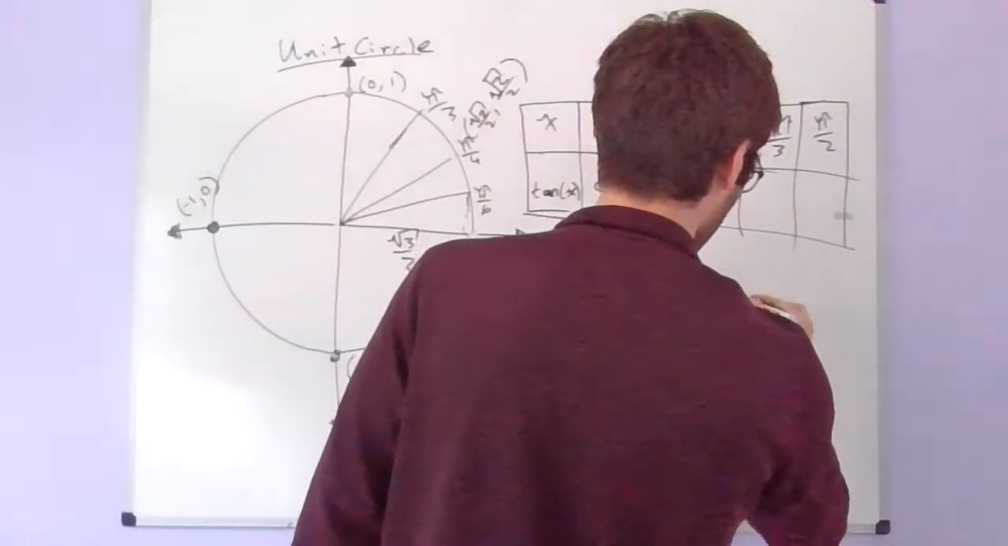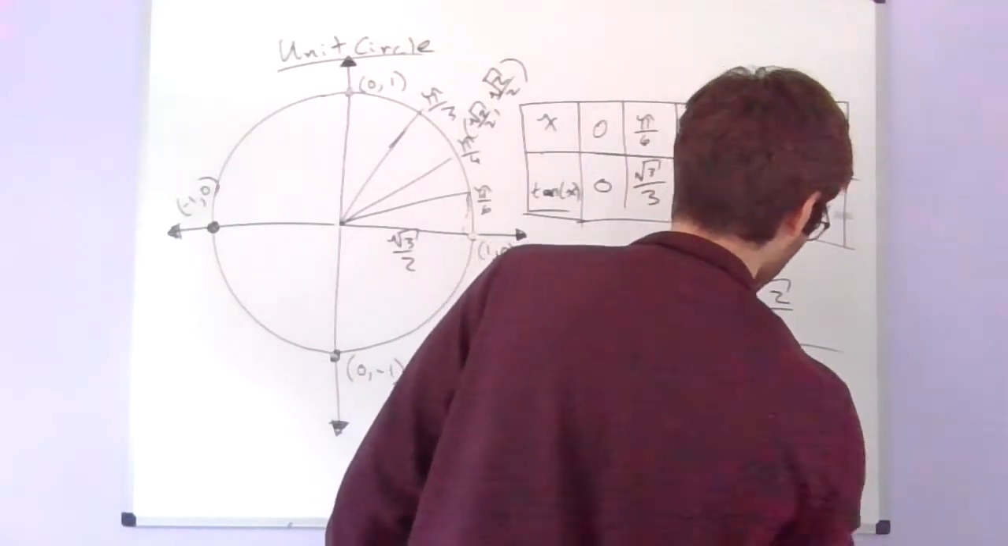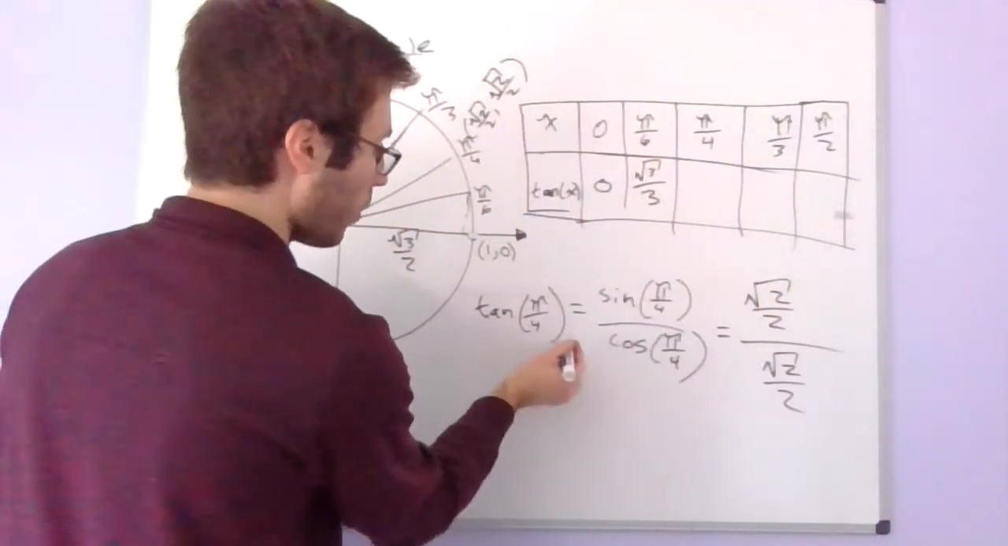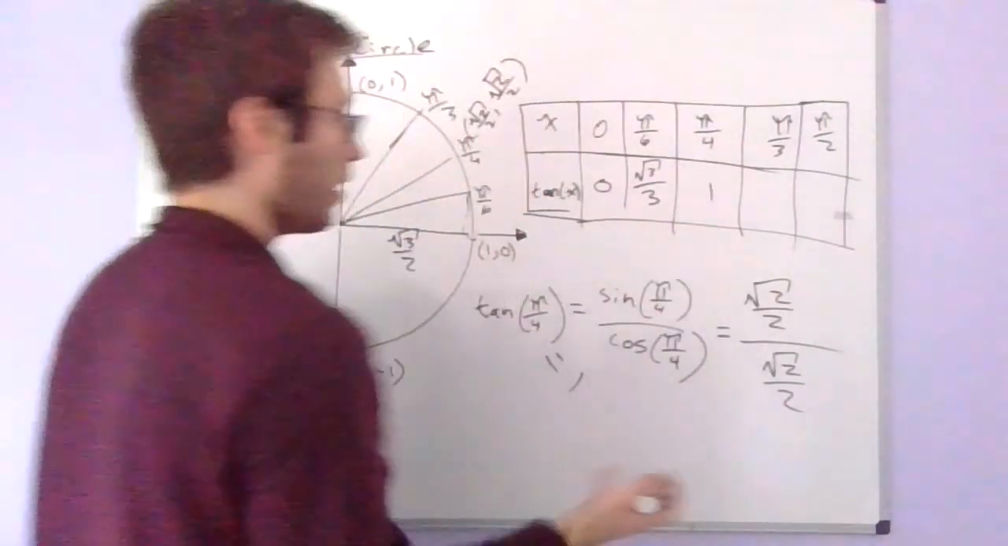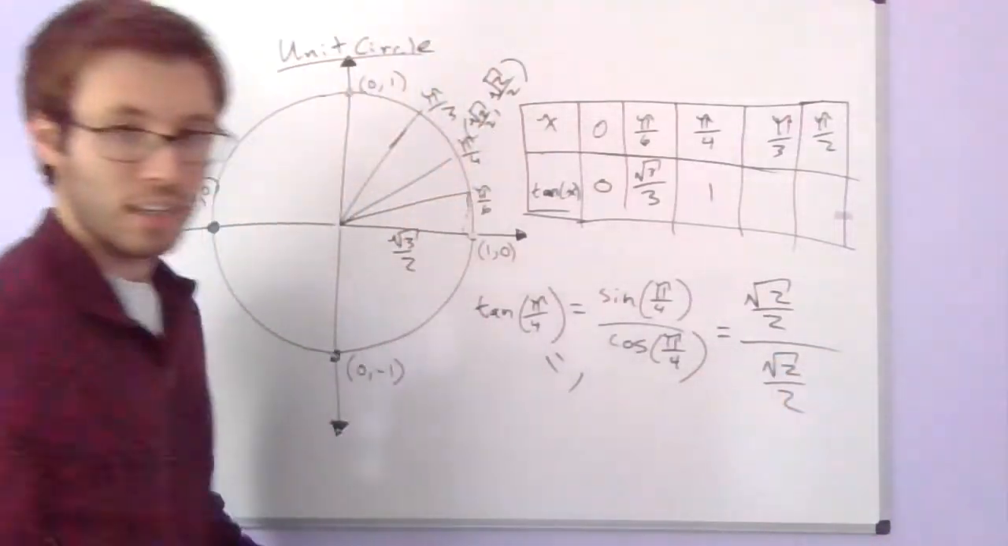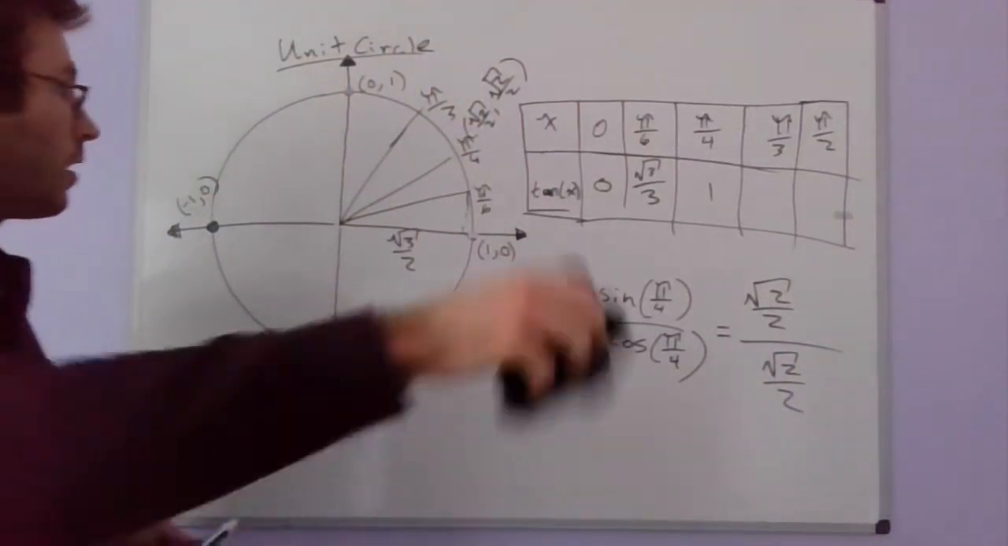So they're both values, square root 2 over 2 divided by square root 2 over 2. In other words, this value right here must be equal to 1. So my tangent of pi over 4 is 1 because my numerator and denominator here are the same. So that's how we do that one.